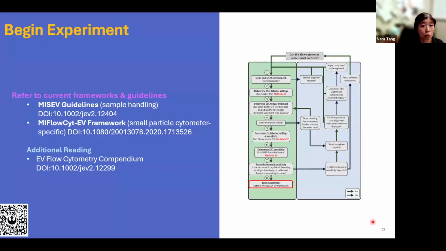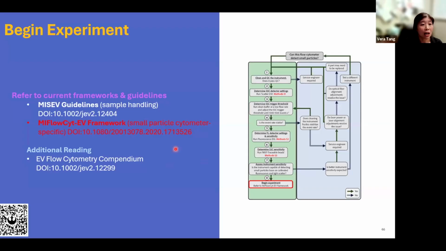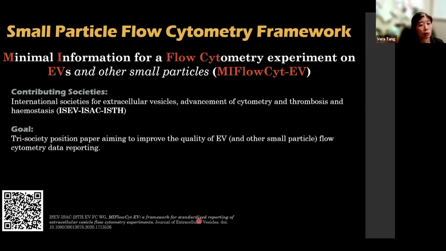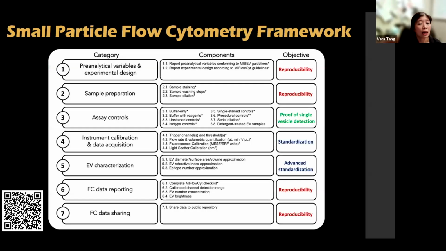But getting back to our workflow, this is the last bit of the workflow, which is to finally begin your experiment. I've got some extra bits of reading here, and I'm also going to highlight this one reference, this framework for EV flow cytometry, MIFlowCyt-EV. A lot of people, when they start off on this work, ask, how do we start? Where do we go? Usually this is one of my first references that I send to my users to read. For me specifically today, we're going to focus on two aspects.